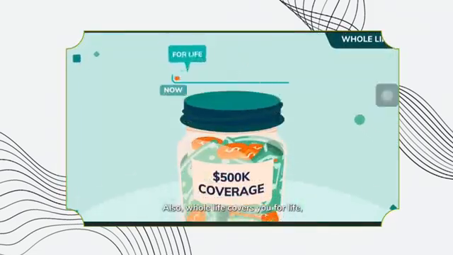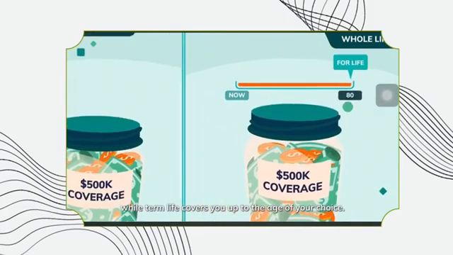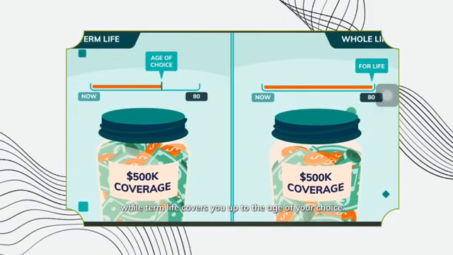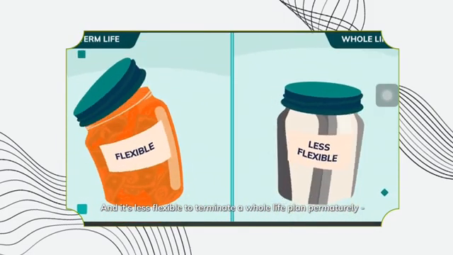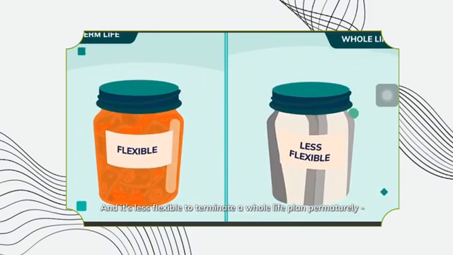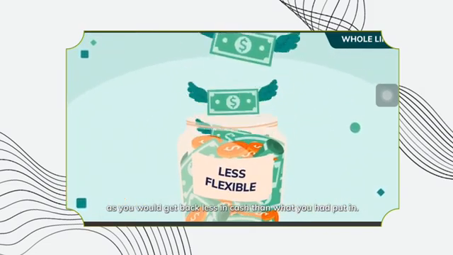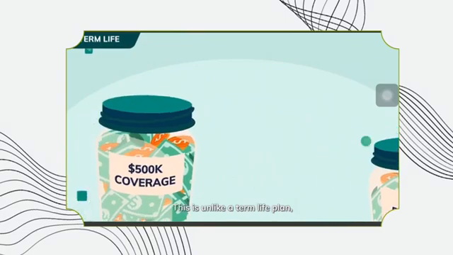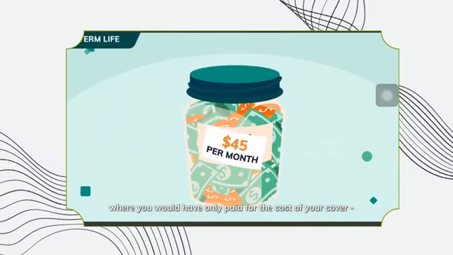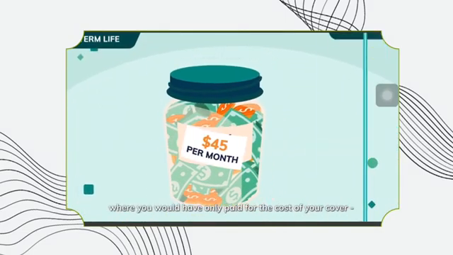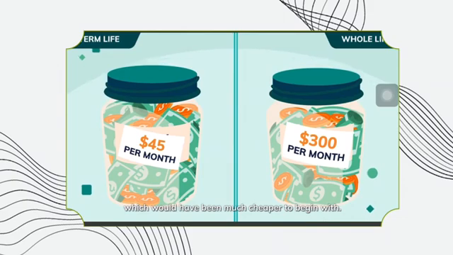Also, whole life covers you for life, while term life covers you up to the age of your choice. And it's less flexible to terminate a whole life plan prematurely, as you would get back less in cash than what you had put in. This is unlike a term life plan, where you would have only paid for the cost of your cover, which would have been much cheaper to begin with.